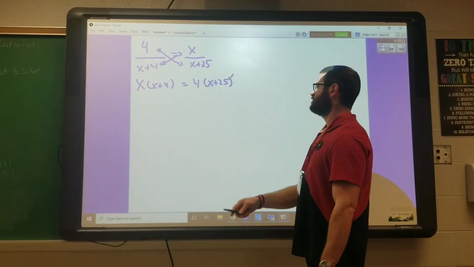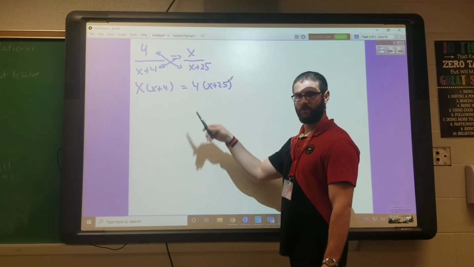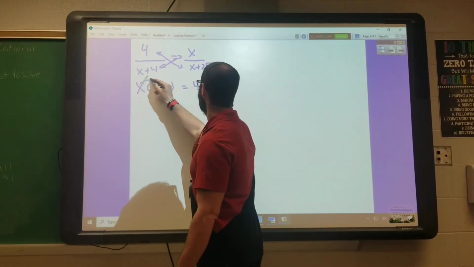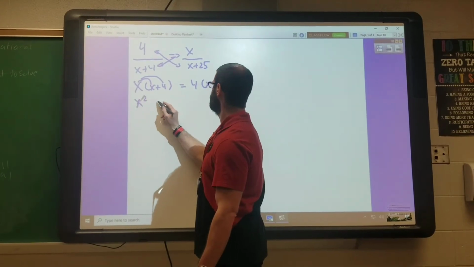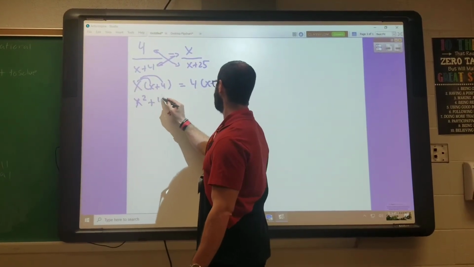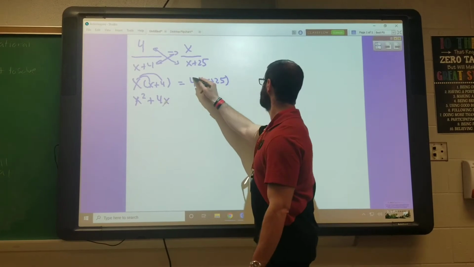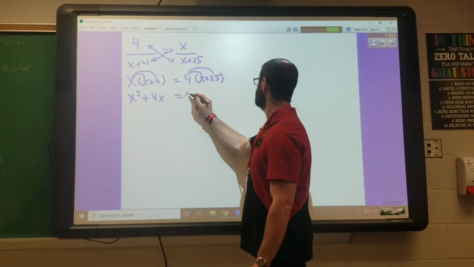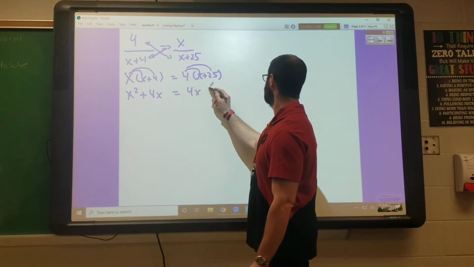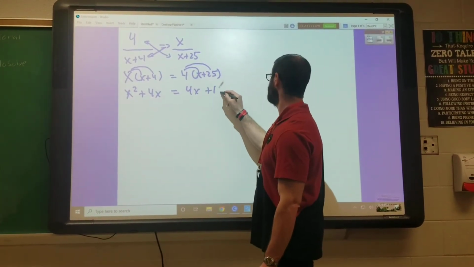So I need to distribute the x on the left side, distribute the 4 on the right side. So x times x, that's x to the second, x squared. X times 4 is 4x over here. Okay, I got 4x plus 4 times 25 is 100.